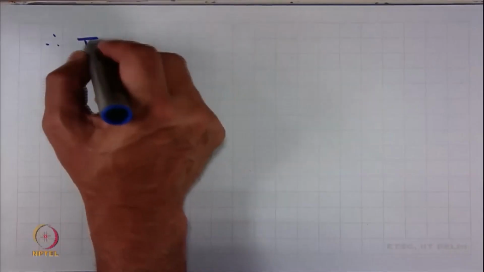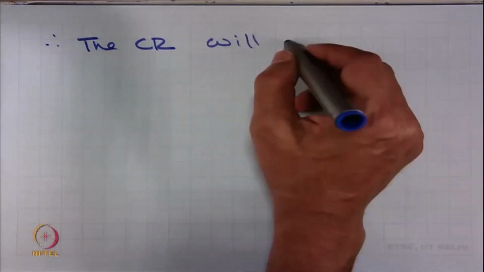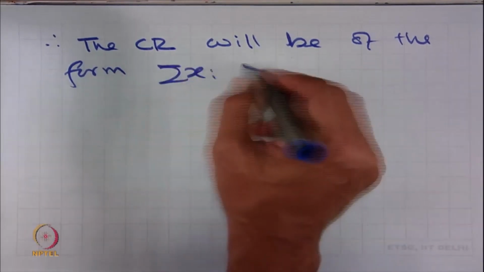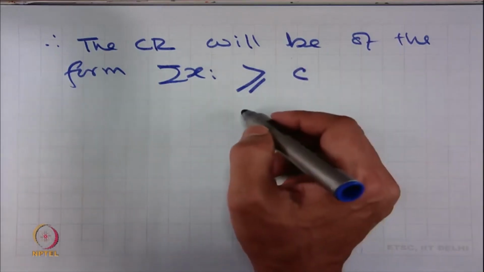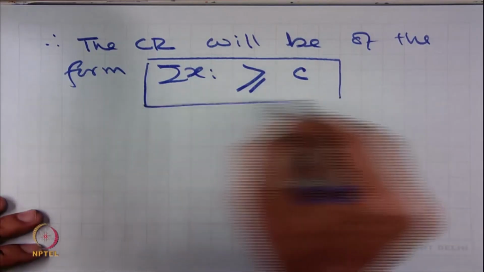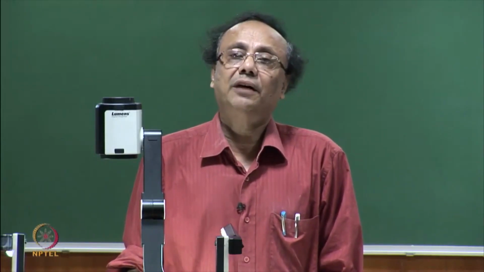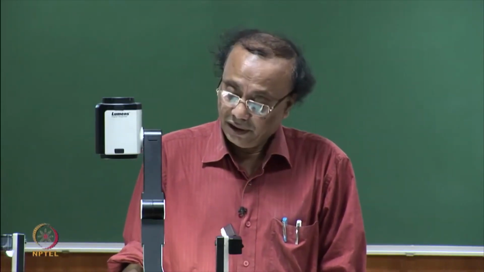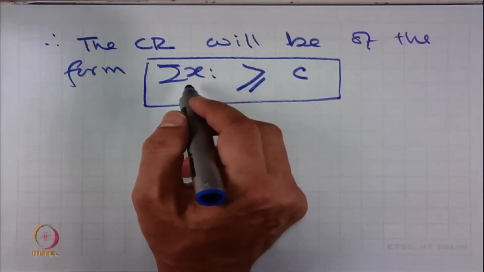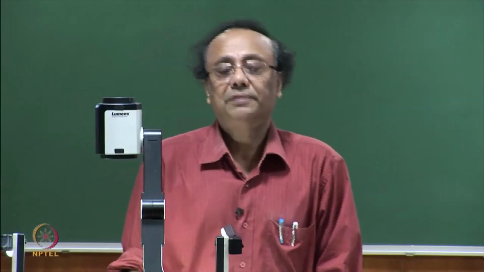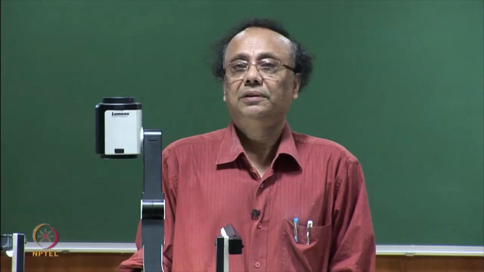Therefore, the critical region will be of the form sigma xi is greater than or equal to a constant C. In other words, we will reject the null hypothesis that the probability of a head for this coin is half, in favor of the probability of getting a head being 3 by 4, if sigma xi, or the number of heads, is greater than some constant, which is very intuitive, because the alternative here is 3/4, which is bigger than the null hypothesis value, that is half.